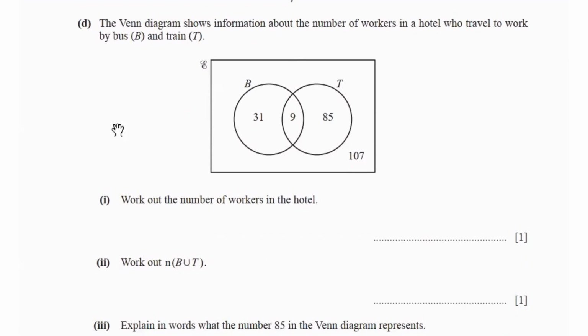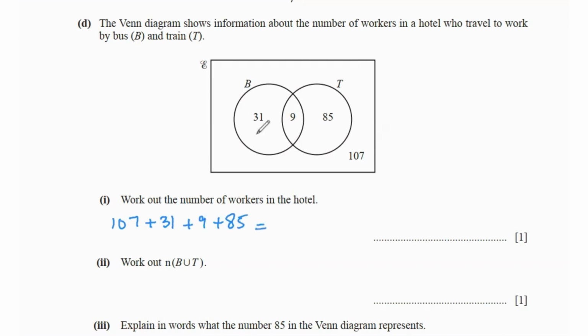Part D says the Venn diagram shows information about the number of workers in a hotel who travel to work by bus and train. Work out the number of workers in the hotel. So for that, we're going to add everything. 107 plus 31 plus 9 plus 85.